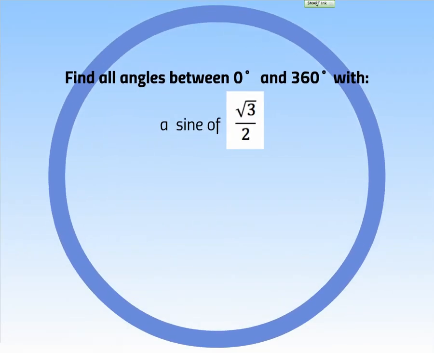So this one says find all angles between 0 and 360 with a sine of square root of 3 over 2. And so there are a few different options here as well.